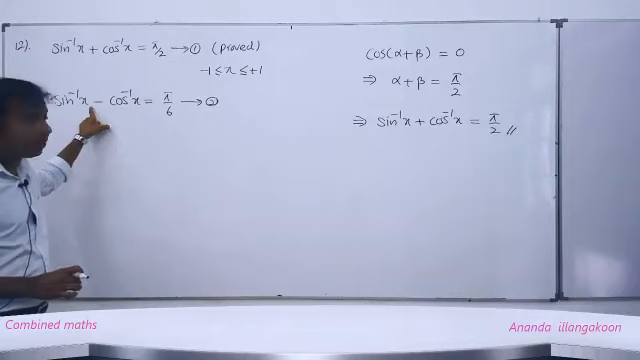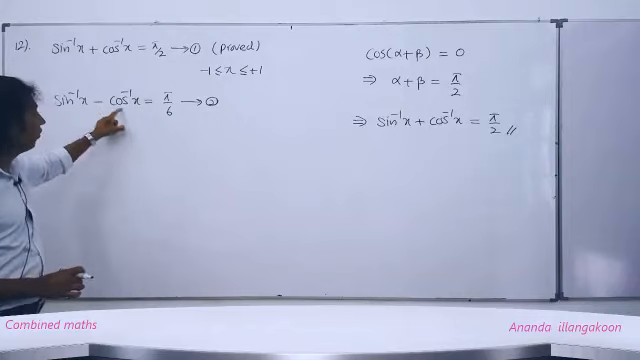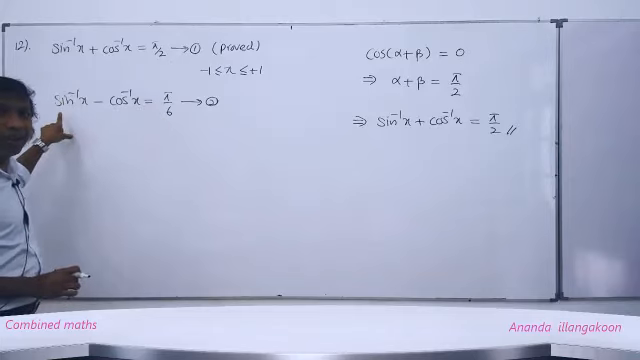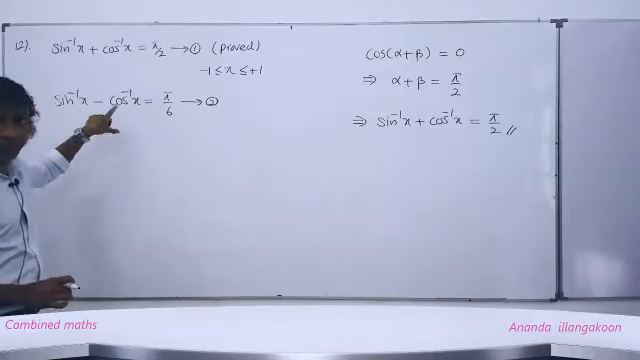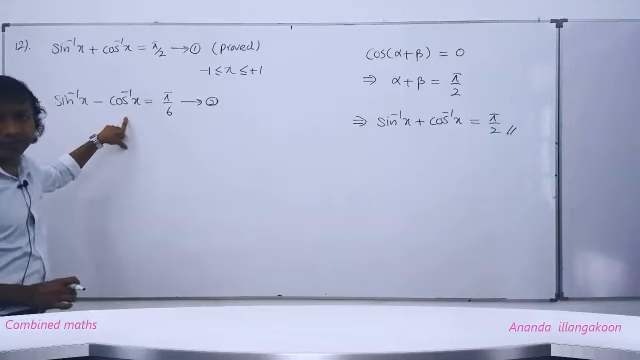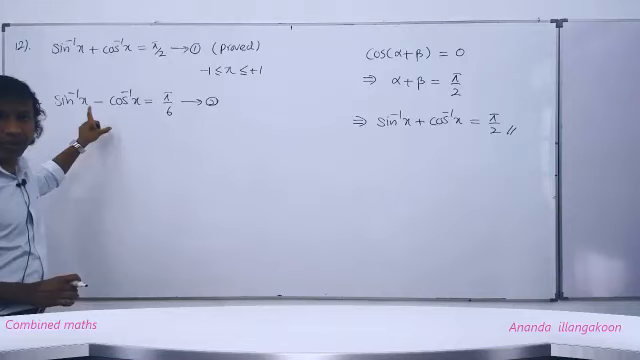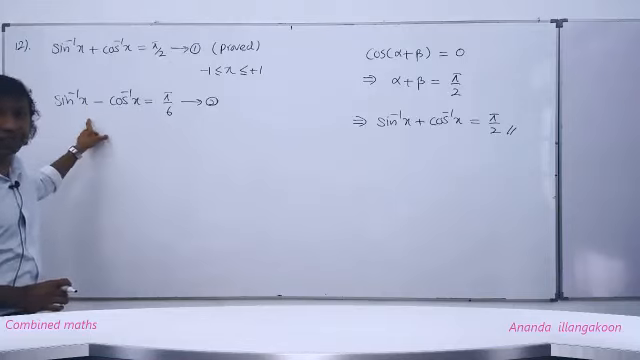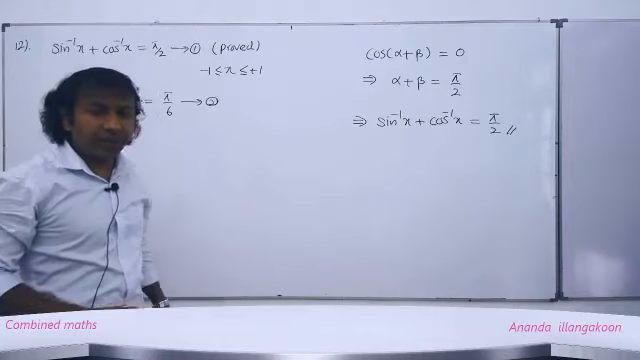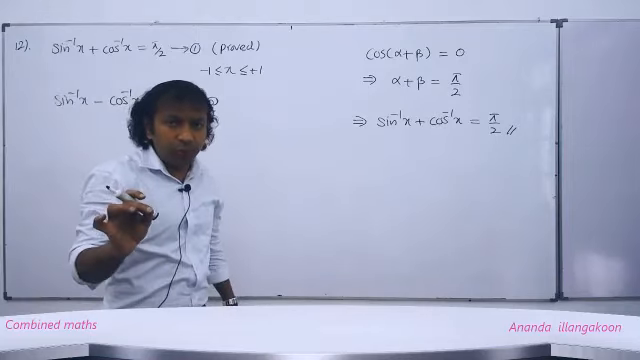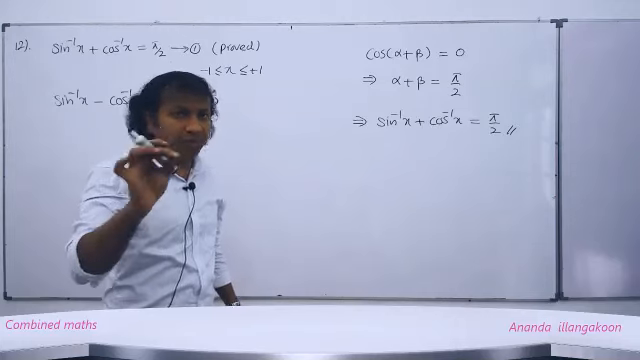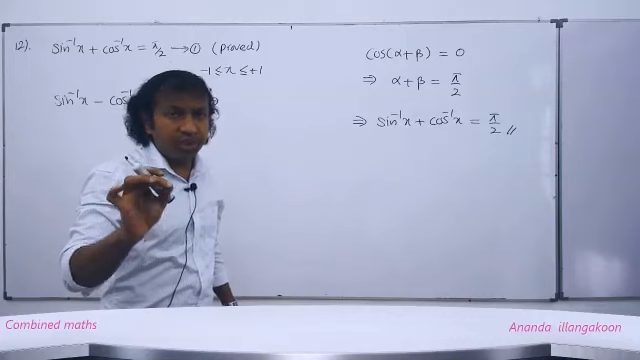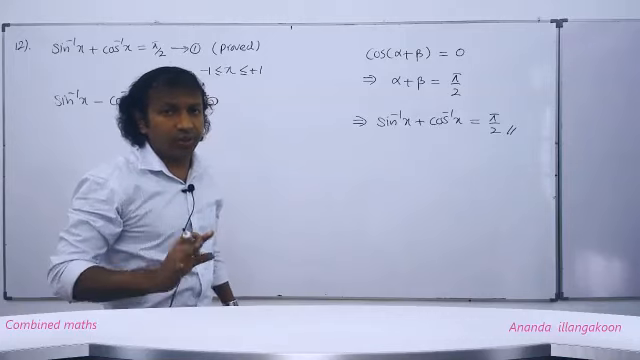Sin inverse x minus cos inverse x is pi by 6. Sin inverse x means an angle. Cos inverse x is also an angle. Then this angle minus this angle is pi by 6. Then what should be this x? That x should be a value between minus 1 and plus 1. We should get an answer for x that should definitely lie between minus 1 and plus 1.